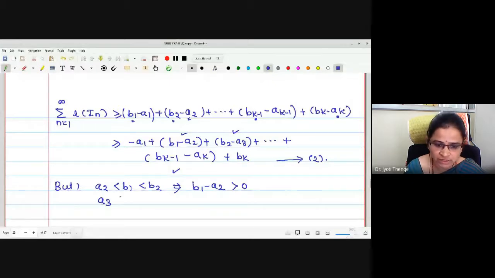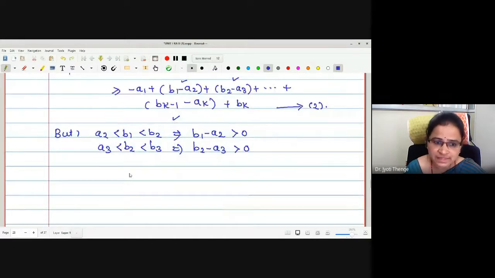What about the second? Let me write A3 less than B2 less than B3. Therefore, what should it give? It gives me the value of the second bracket, B2 minus A3. And may I say it is positive again? Okay, and lastly, continuing this, I can write AK less than BK minus 1 less than BK. And what is it giving me? BK minus 1 minus AK, positive.